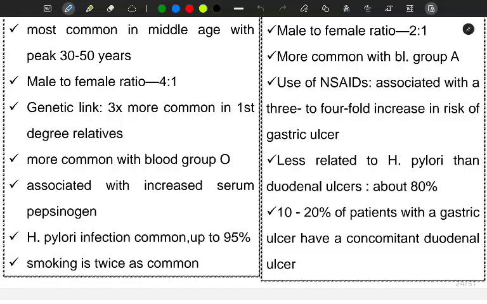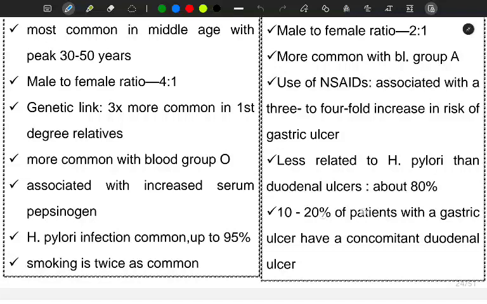Gastric ulcer is more common in late and middle ages, increases with age, male to female 2 to 1, and is more common with blood group A. Use of NSAIDs is associated with a 3 to 4 fold risk. NSAIDs affect the gastric more because the surface area is larger and the direct injury acts more on the gastric mucosa. This is related to H. pylori in about 70 to 80%.